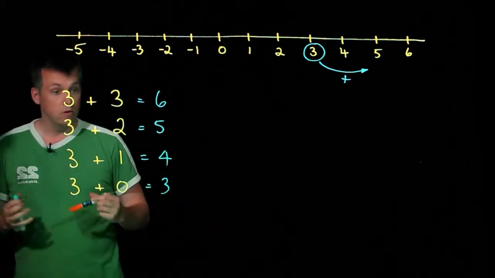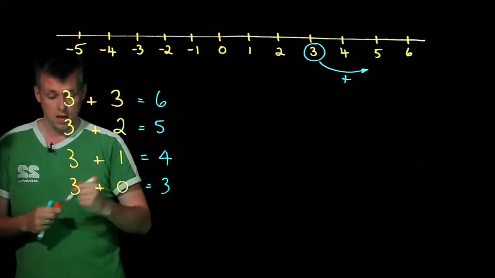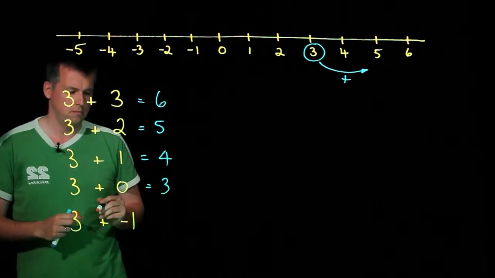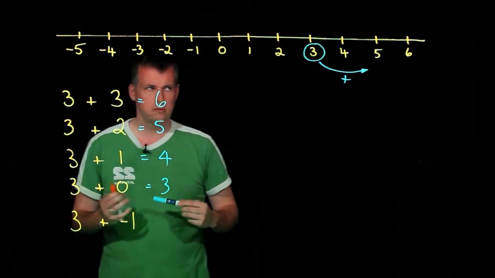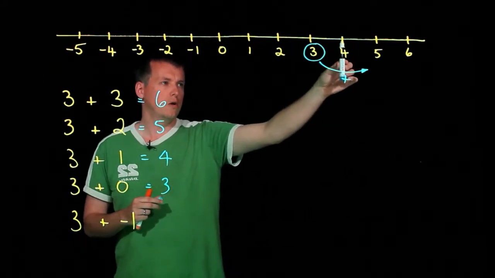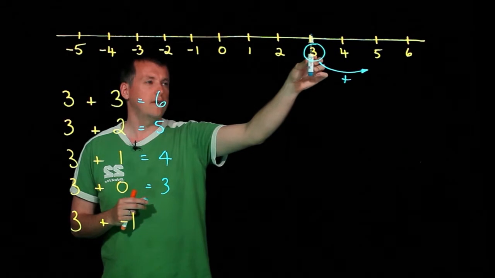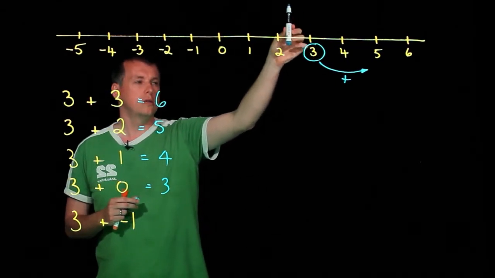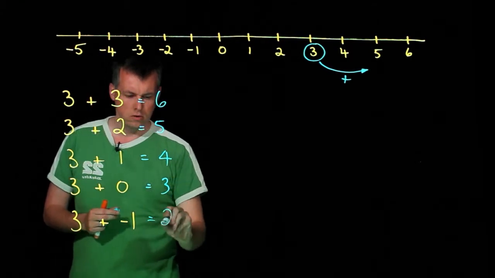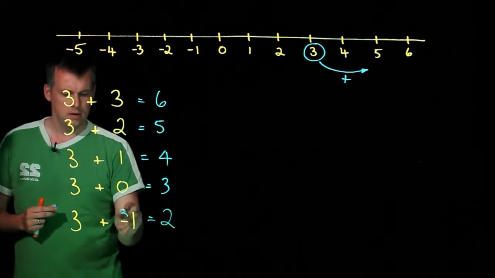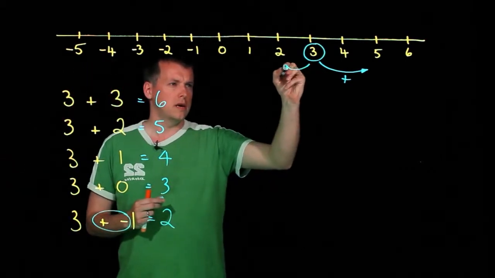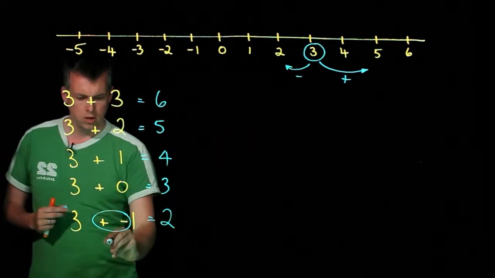And if you look, there's a sequence here. If I now add on a negative number, okay, I was adding on 3, adding on 2, adding on 1, adding on none. If I'm adding on -1, the sequence suggests that I should end up at 2. So in effect here, if I'm adding on a negative number, I'm actually going in this direction, which is taking away.